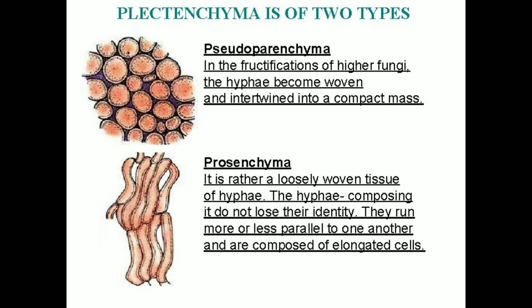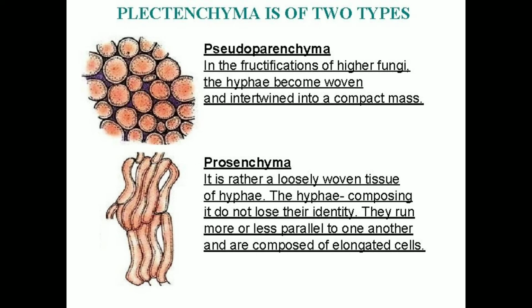Then prosenchyma means what? It is a rather loosely woven tissue of hyphae. The hyphae composing it do not lose their identity. They run more or less parallel to one another and are composed of elongated cells. That means the elongated hyphae come in contact with each other and are parallel to each other. When such an aggregation of hyphae is formed, it looks like woven tissue, parallel to each other, so it is called prosenchyma.